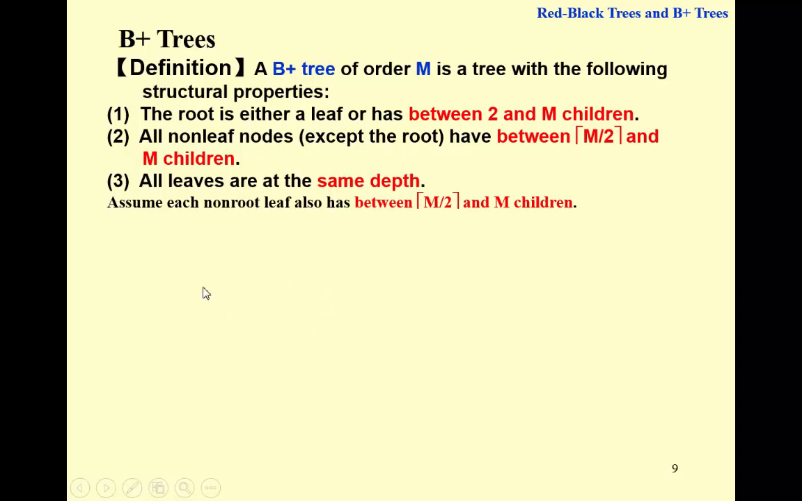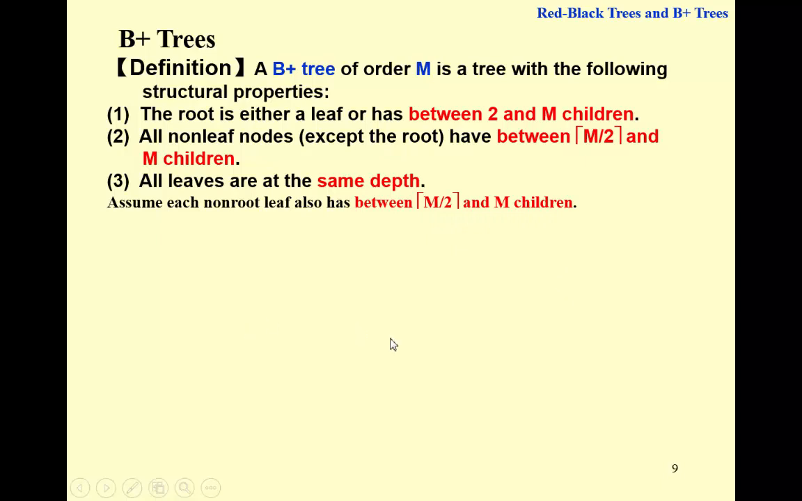So for any other interior nodes, the minimum number of children will be half of m. And that's the most interesting part. That is, all the leaf nodes are placed at the same depth. So it's perfectly balanced. It's so perfectly balanced because this kind of tree is constructed from the bottom up, not from the top down. One detail to be noticed is that we also assume that each non-root leaf node also has between half of m and m children.